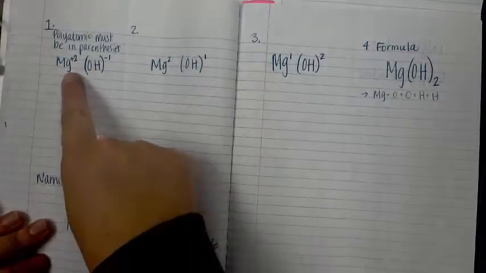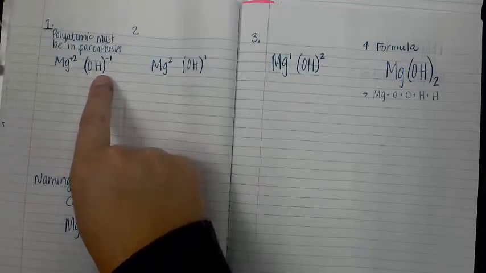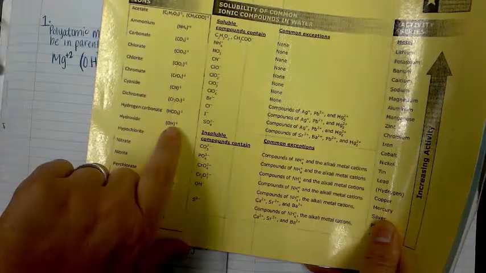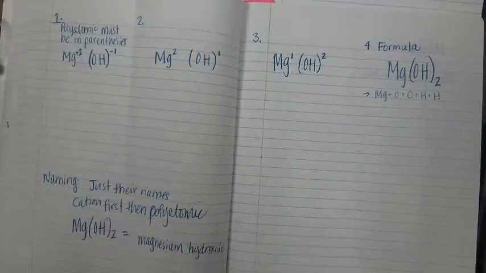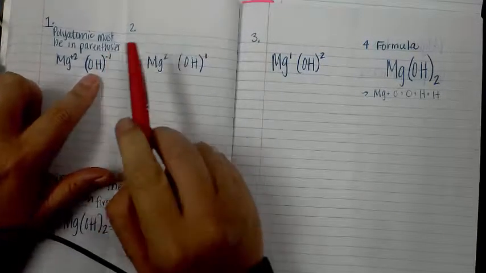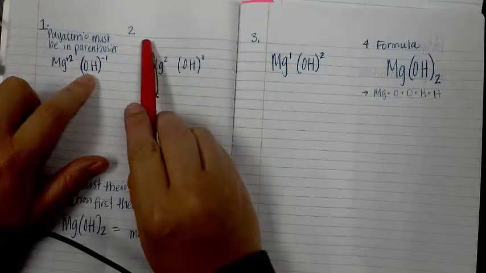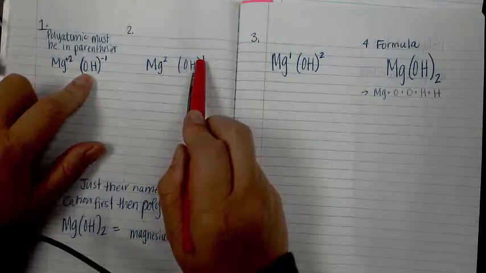I've given you magnesium, and this is hydroxide. And if you look back at the chart, hydroxide has a -1 charge. So I have magnesium with its +2 and hydroxide with its -1. I've moved on to step 2, which is just where I get rid of those charges. So I have magnesium with that 2 and hydroxide with a 1.